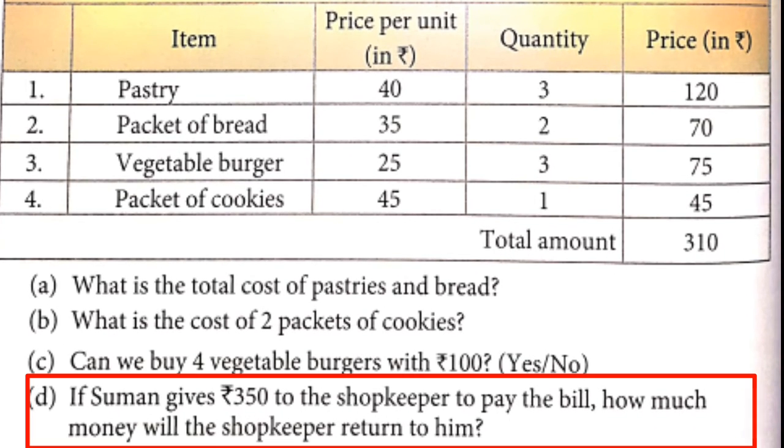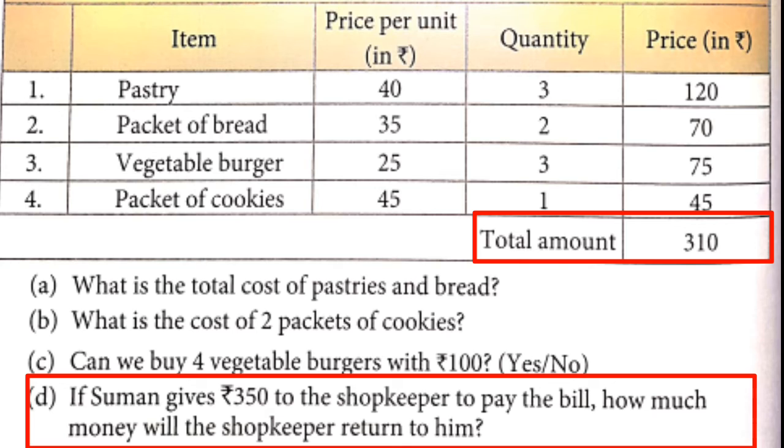And now see to the D question. If Suman gives rupees 350 to the shopkeeper to pay the bill, how much money will the shopkeeper return to him? So in this question what we are going to find? We need to find how much the shopkeeper will return to Suman. So here we have to check the shopping bill's total amount. Then only we can find how much he will return to Suman. So here Suman gives 350 to the shopkeeper for paying the bill. Here the total amount of the bill is 310 only.